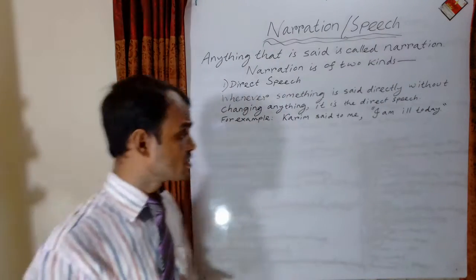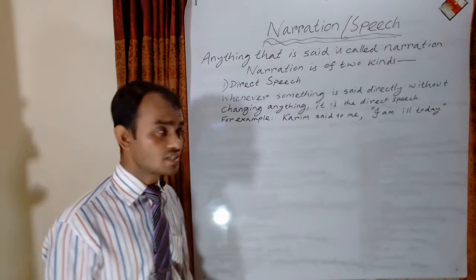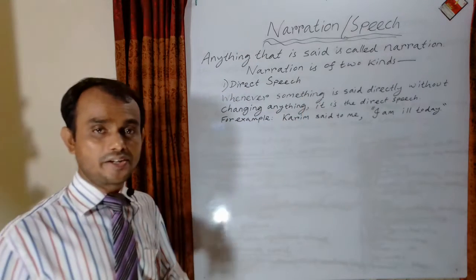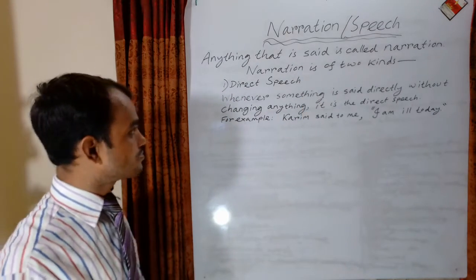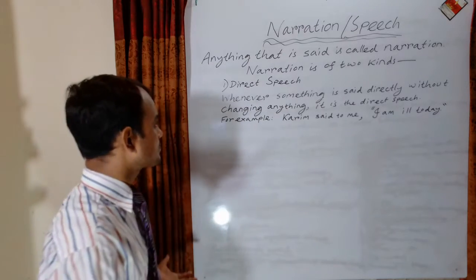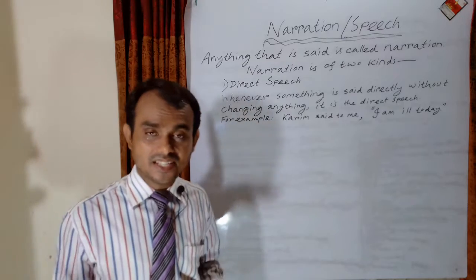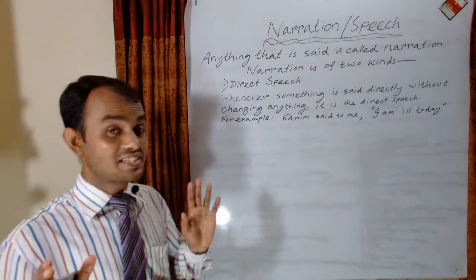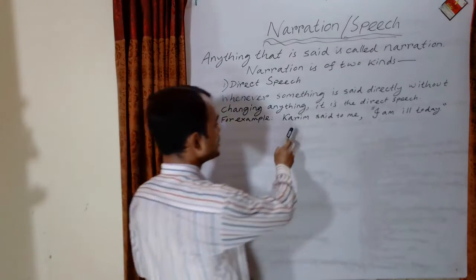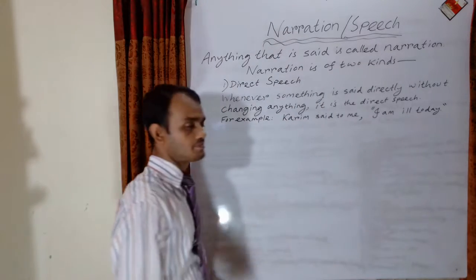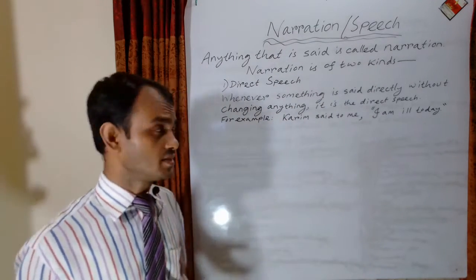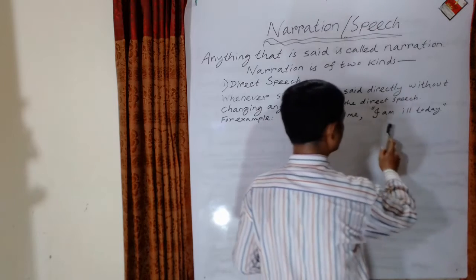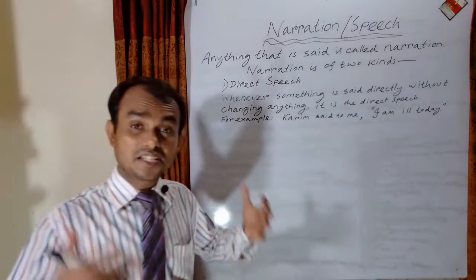Dear students, I have already written the definition with examples. Narration is of two kinds: direct speech, indirect speech. At first, I am going to discuss direct speech. Whenever something is said directly without changing anything of the speech, it is the direct speech. For example, Karim said to me, "I am ill today." Look at the sentence. "I am ill today" is the direct speech.